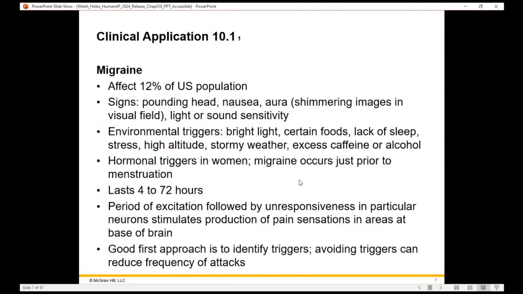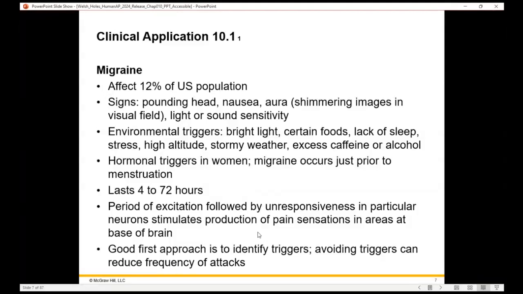Clinical application, migraines. These affect about 12% of the US population. Signs include pounding head, nausea, aura, which is a shimmering image in the visual field, and light or sound sensitivity. Environmental triggers include bright light, certain foods, lack of sleep, stress, high altitude, stormy weather, and excess caffeine or alcohol. Hormonal triggers in women may cause migraines just prior to menstruation. This lasts 4 to 72 hours usually.